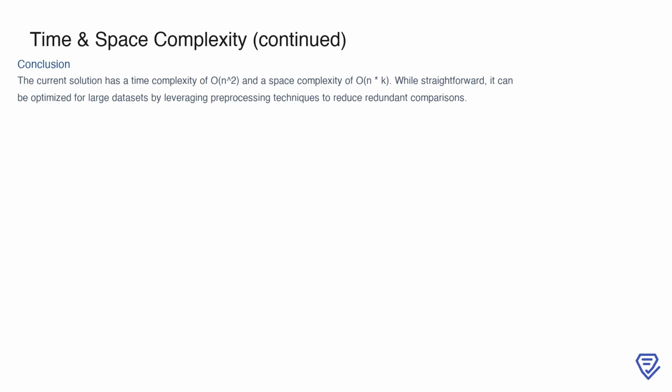By leveraging pre-processing techniques, such as grouping transactions by name or using more efficient data structures, redundant comparisons can be avoided, leading to significant improvements in runtime. These optimizations are worth considering for scenarios involving high transaction volumes or strict performance requirements.